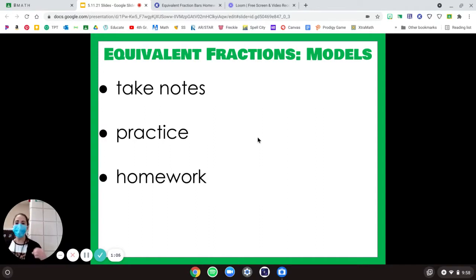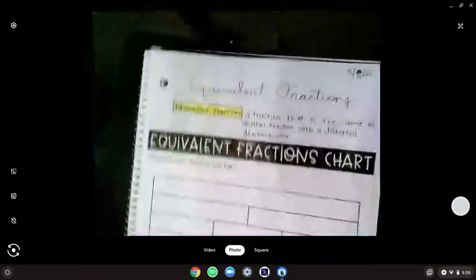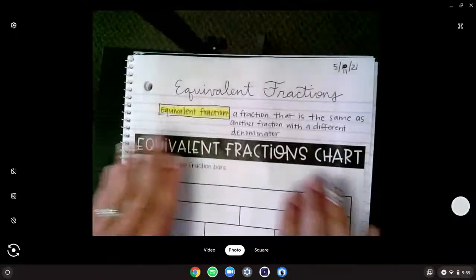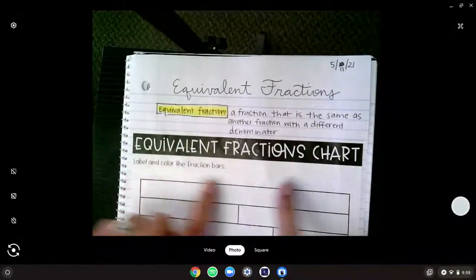Okay? So we're going to start with taking some notes. Then we're going to do a few practice problems. And then I'll go over what your homework's going to be. Ready to rock? All right. So in your notebooks, the first thing you should have on the top is your date. Okay? And then I'm going to give you this paper to glue down in a little bit.